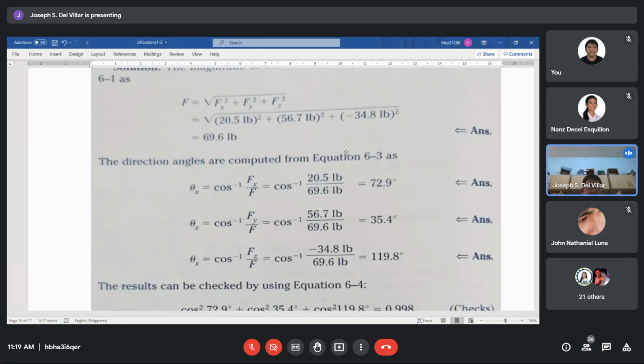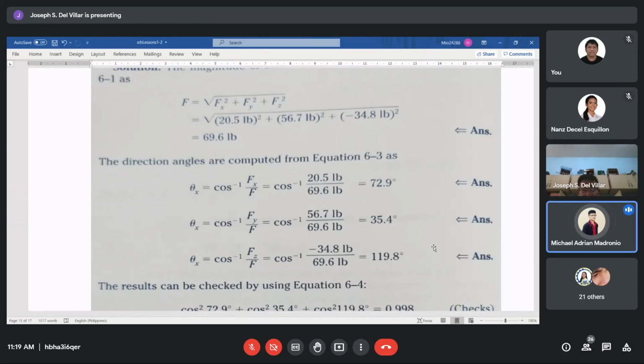$69.61 ang pinaka-exact nito. 69.61. So, 69.61 should be the denominator, no? So, yun dapat ang ano. 20.5. Yes? Ask ko lang po, sir.